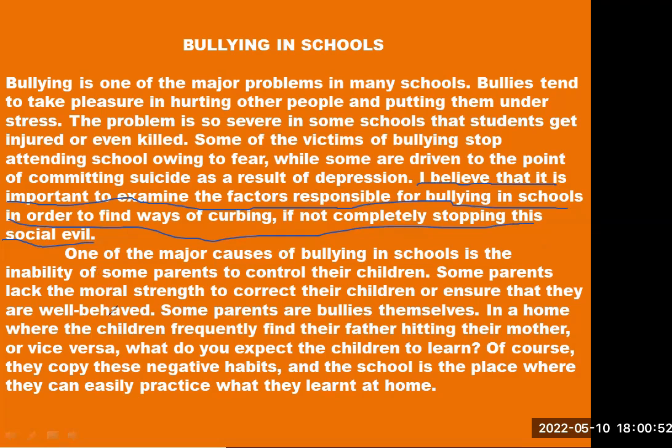Now, in the second paragraph, we begin what we call the body of the composition. All right? And here we begin with the first point that we have jotted down on our outline. Now, remember, we talked about parents' failure to control their children. All right, so let's go through this paragraph 2 and see how we have discussed these points.